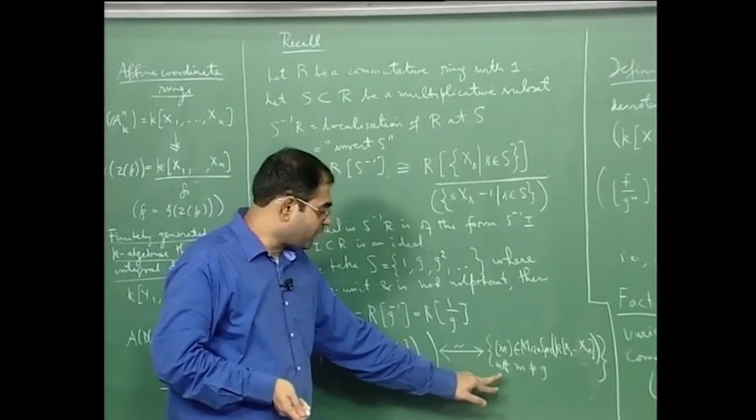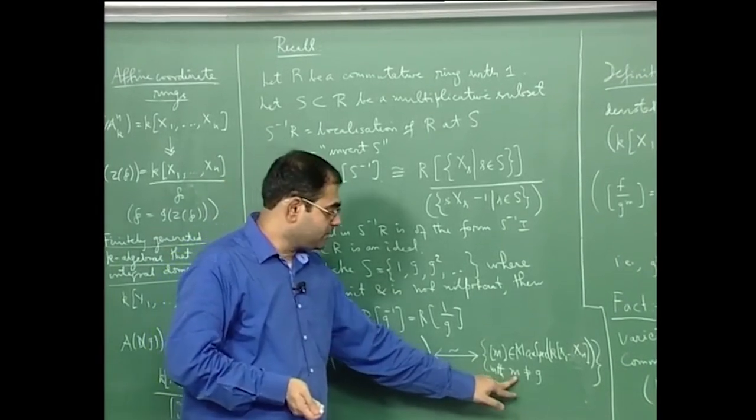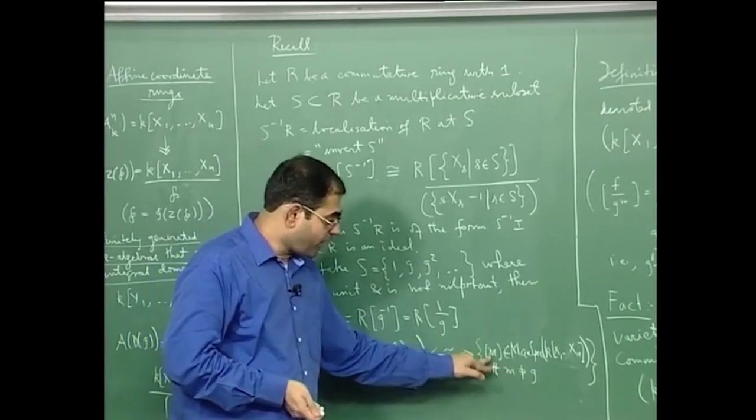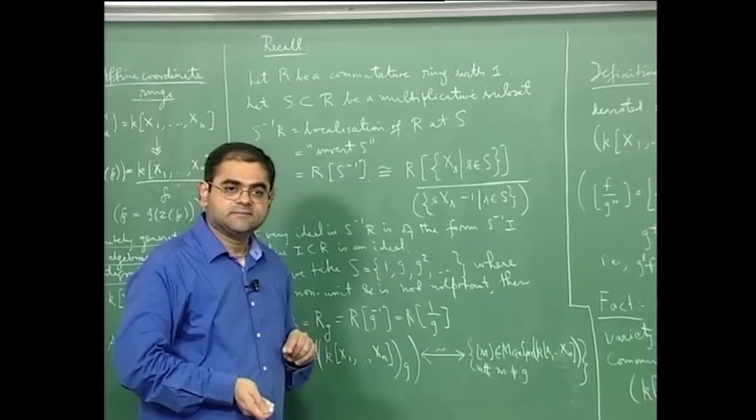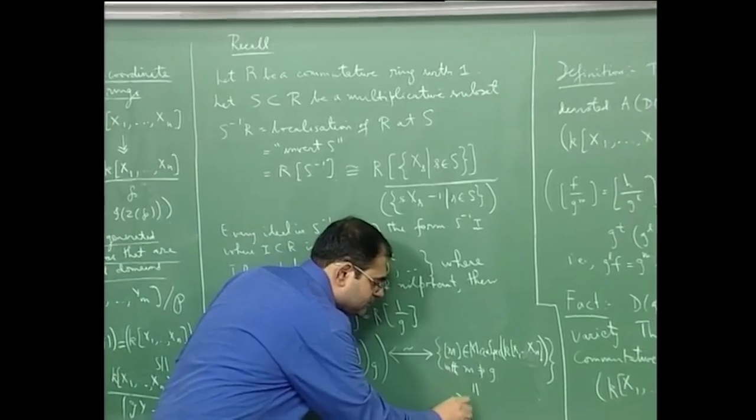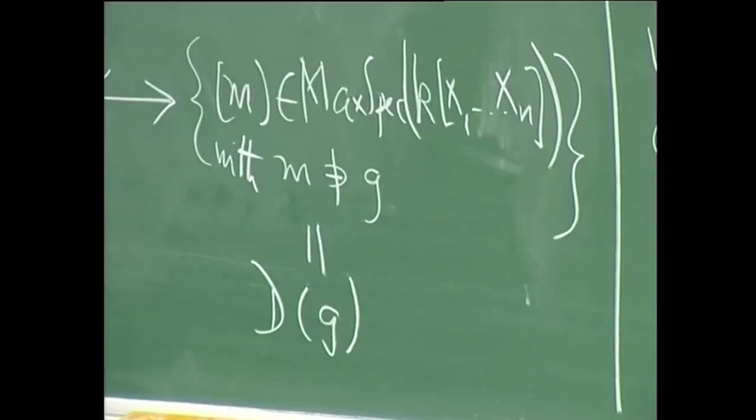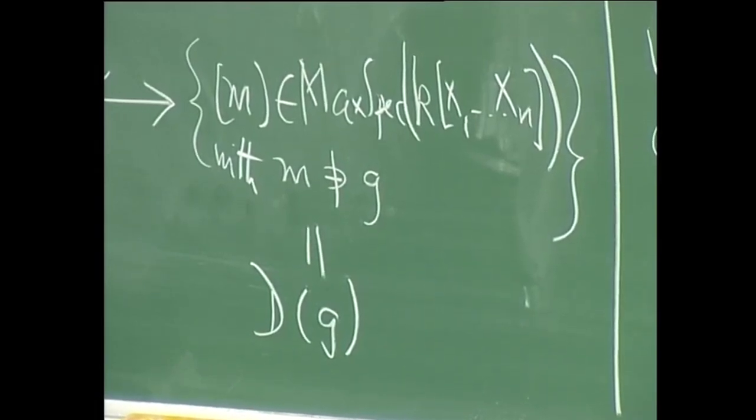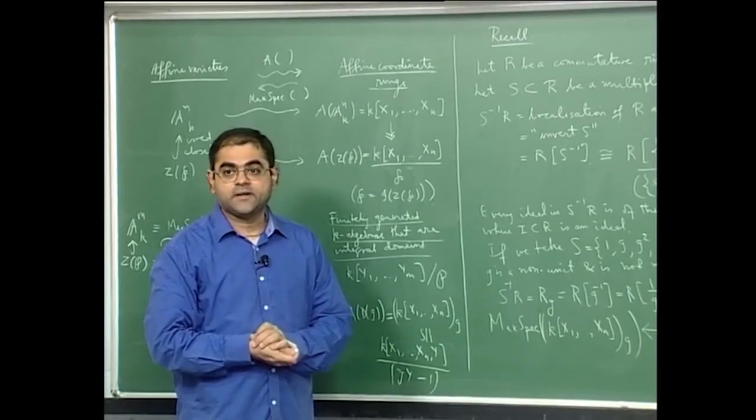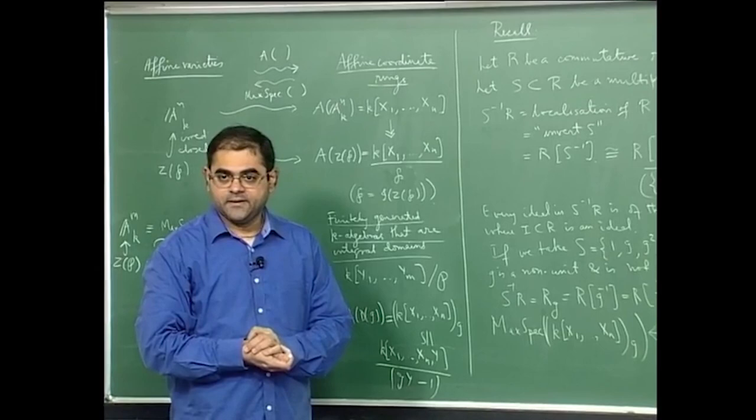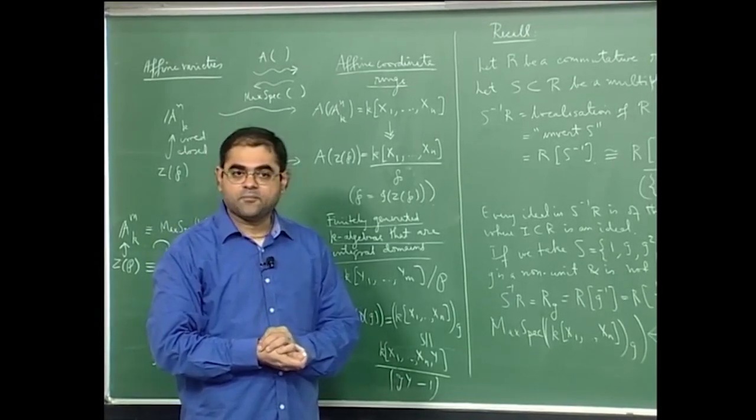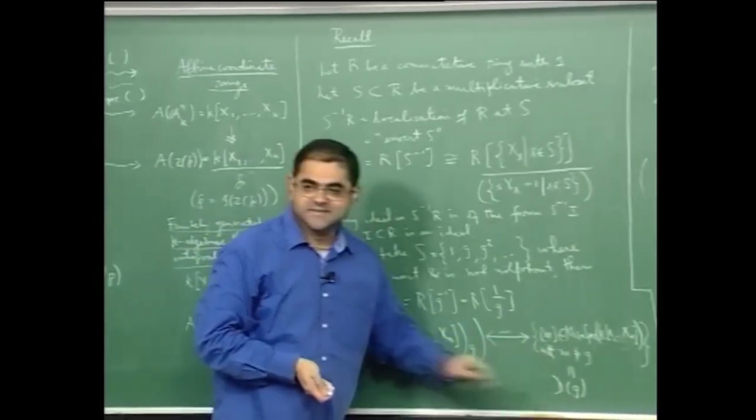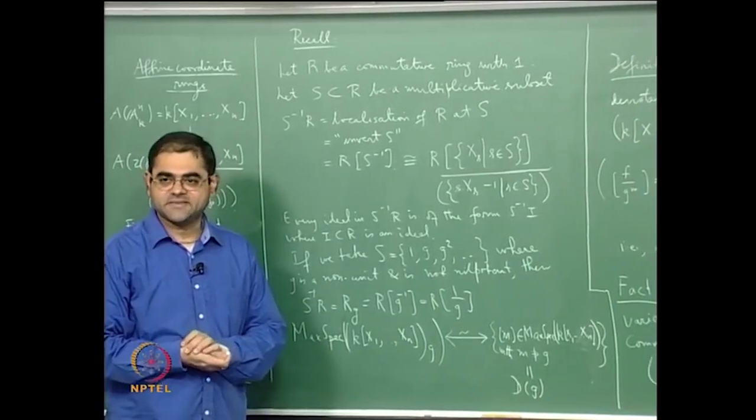But then what you must understand is, what is this set? See, if g is not in m, it means that the point m is in D_g. So this is actually D_g. What is D_g? D_g corresponds to points in the affine space where g does not vanish, okay. But what does a point in affine space correspond to? It corresponds to a maximal ideal, okay. And the fact that g does not vanish at that point means that g should not belong to that maximal ideal. So this set is exactly the same as D_g.